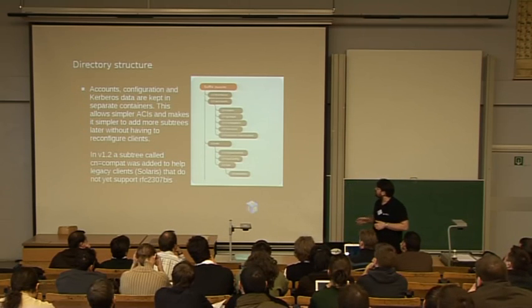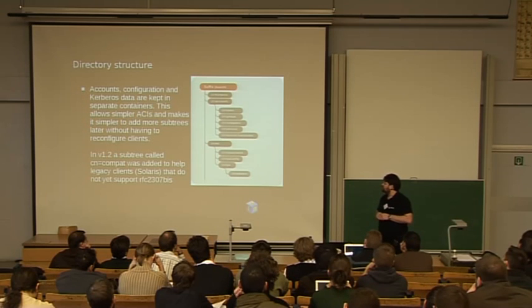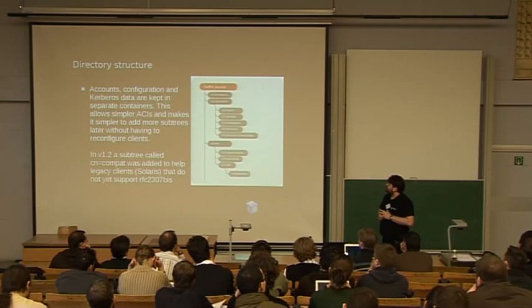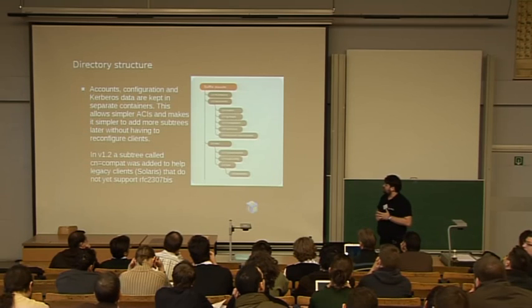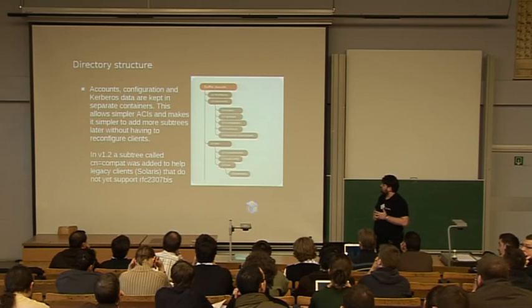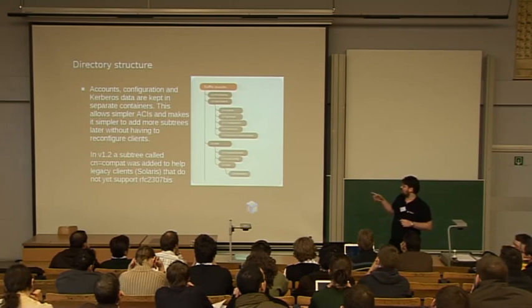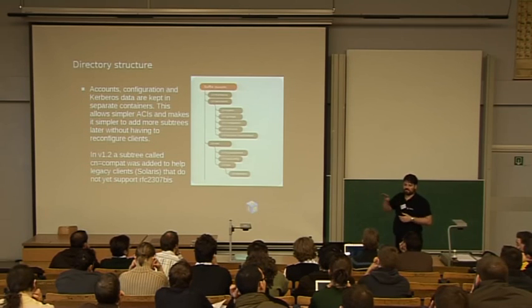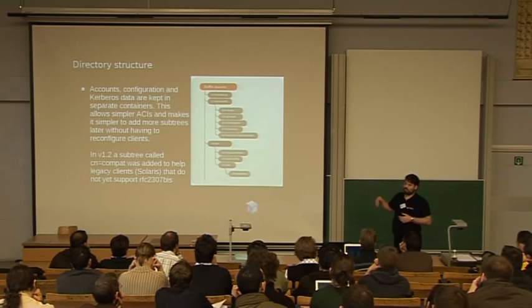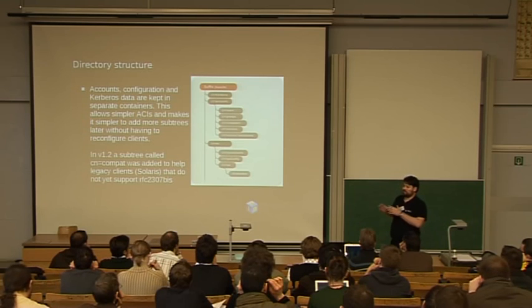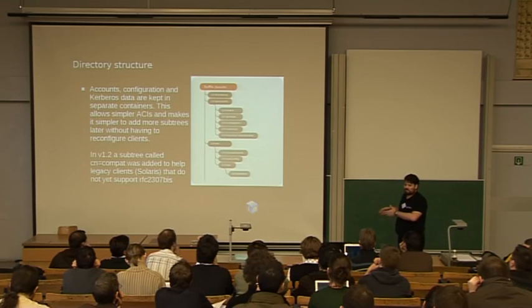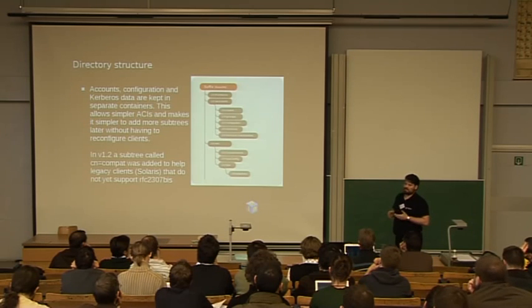And this came in handy immediately after V1.0 was released, because we found out that, unfortunately, Solaris does not support, in 2009, RFC 2307bis. RFC 2307bis is what we rely on, because instead of using the very old memberUid attribute, where in a group you just name the user by name, we use the member and memberOf attributes, where you put the DN of the user into the group entry.